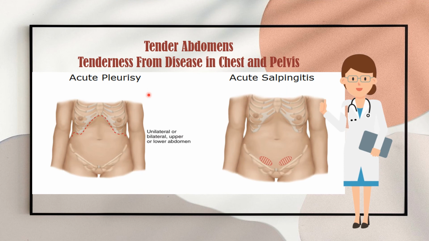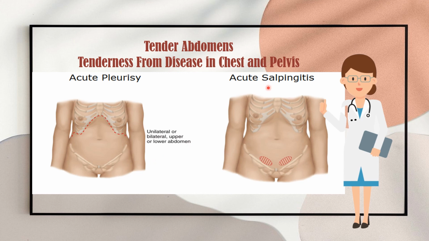Okay, to continue with the tender abdomen, particularly the tenderness from disease in the chest and the pelvis. So, abdominal pain and tenderness may result from acute pleural inflammation. So, galing sa chest or sa lungs. When it is unilateral, it may mimic acute cholecystitis or appendicitis. Rebound tenderness and rigidity are less common. So, the chest signs are usually present.